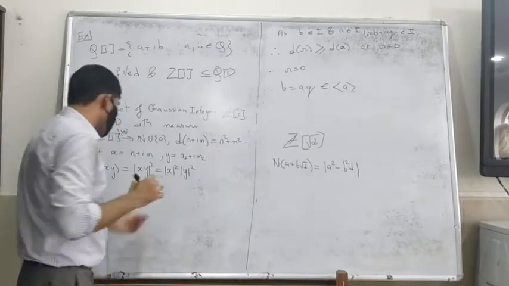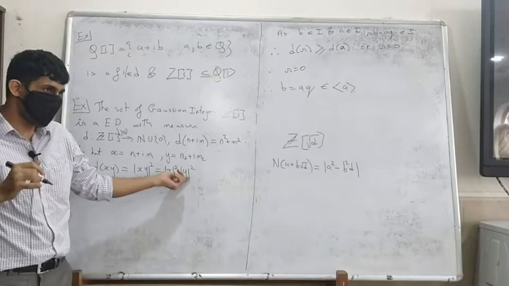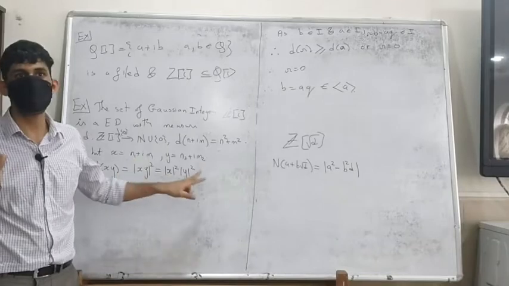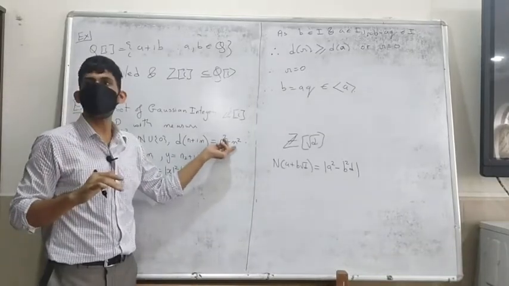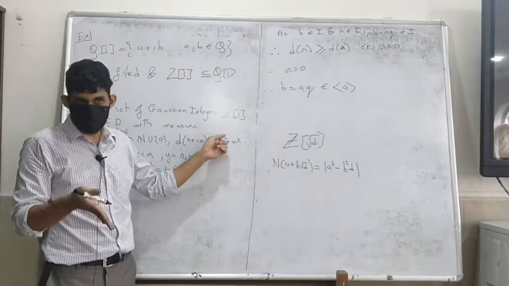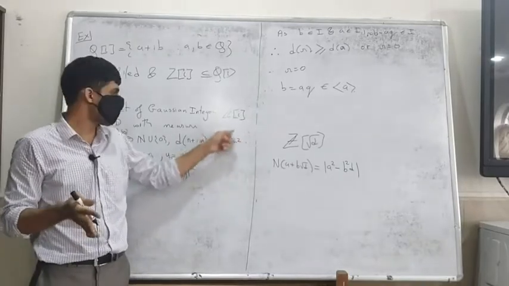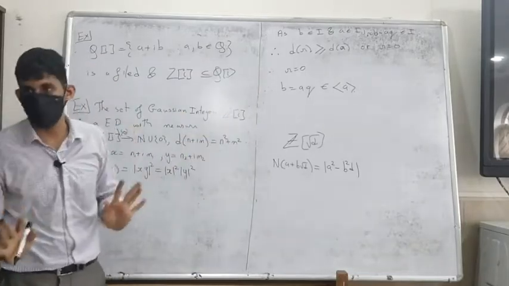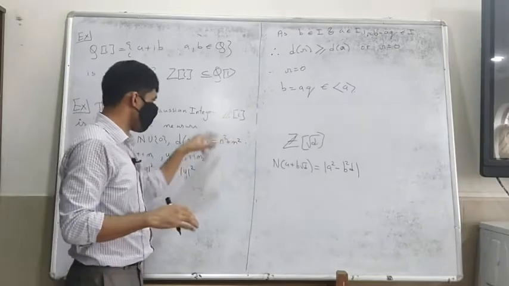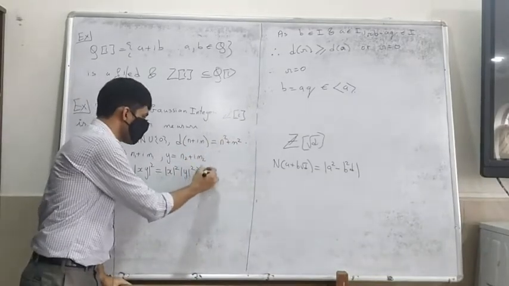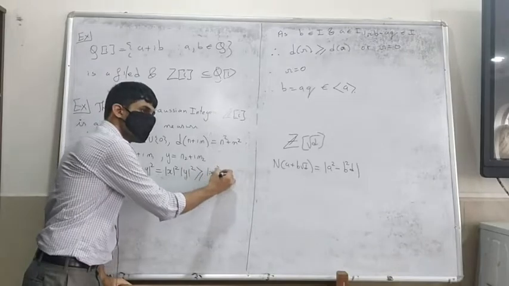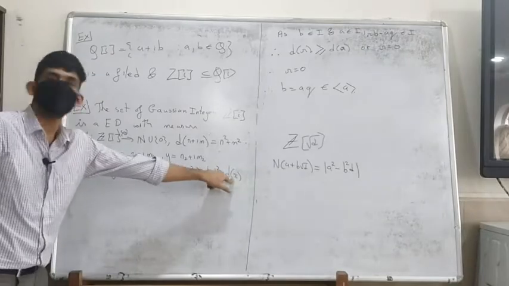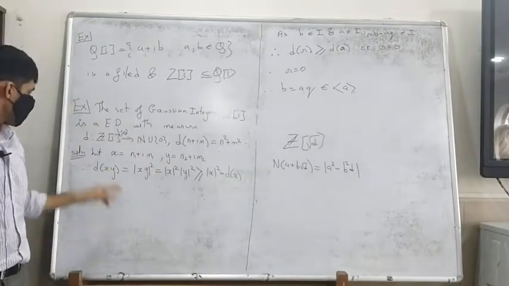But now the modulus of a Gaussian integer has to be greater than 1. If it's non-zero, the modulus has to be at least 1. Why? These are both integers. So n squared is a natural number, m squared is a natural number. Not both, but at least one of them has to be bigger than 1. The other one could be 0. So the least it can be is 1. So this will be greater than or equal to the modulus of x squared, which is nothing but d of x. So this is what we needed to prove, that dx is less than or equal to dxy.